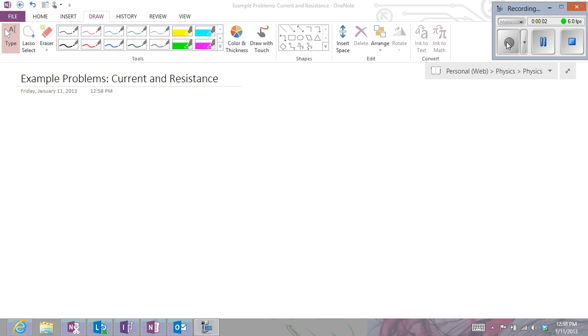Okay, let's start off with an example of current density. Let's say that we have a 14 gauge wire. Now, why 14 gauge? Gauge is a method to measure the diameter of wire, and it's been around for a long time.